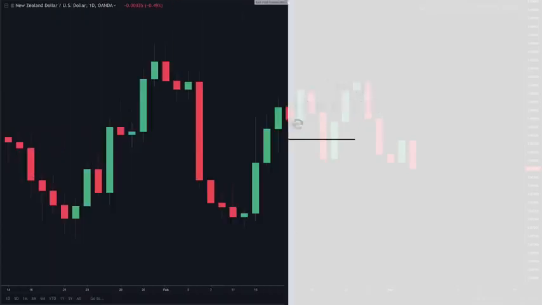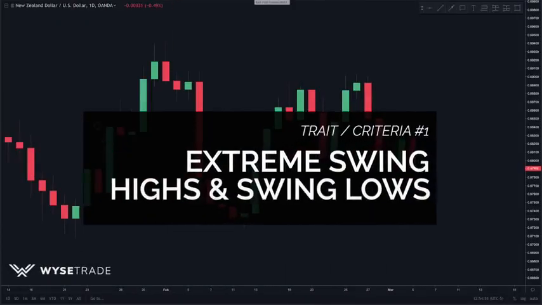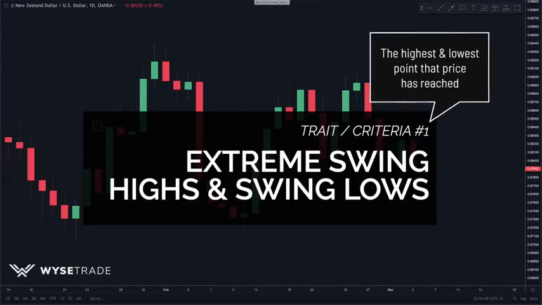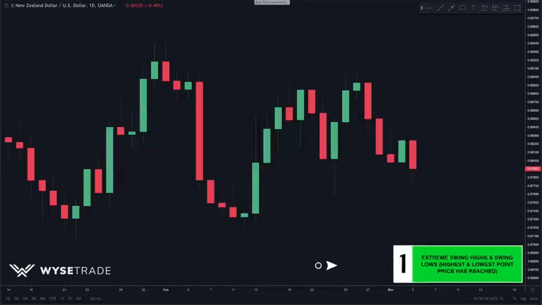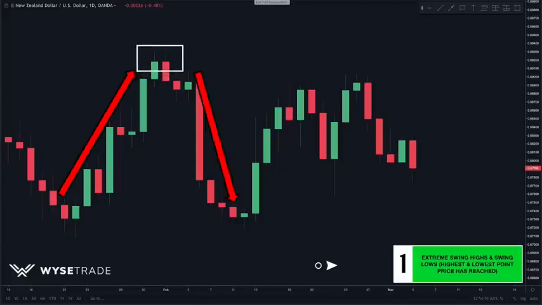So starting with trait number 1, that will qualify a level of support and resistance, which is the extreme swing highs and swing lows, meaning the highest and lowest points that price has reached in recent time. So we look left and you notice price came up, hit and reversed. And this was the highest point that price got to, making it an extreme swing high.